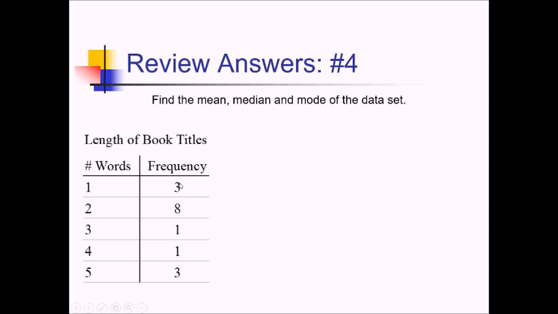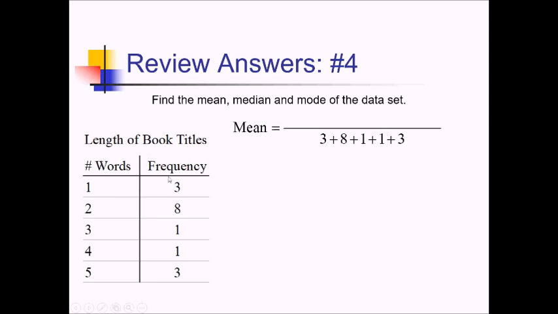That's going to be 3 plus 8 plus 1 plus 1 plus 3. So that's the denominator when I'm finding the mean. And I'll actually crunch those numbers in a minute. But let me write an expression for the numerator now. This is the sum of all the data, which in this case is just saying how many total words do I have over all these books.